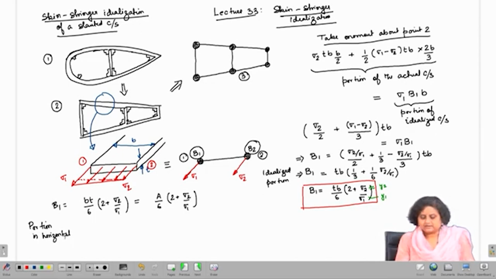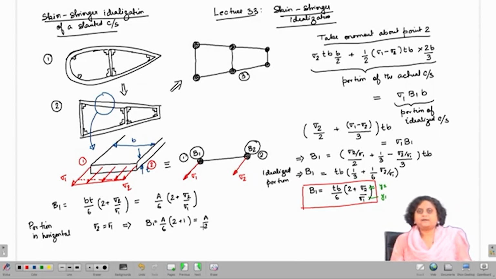Then what do we get? If the portion is horizontal, then sigma 2 is going to be equal to sigma 1. If that is the case, then B1 is going to be A by 6 (2 plus 1), and that is going to be A by 2. So, this gives us exactly the 1/2 rule for the horizontal portion.